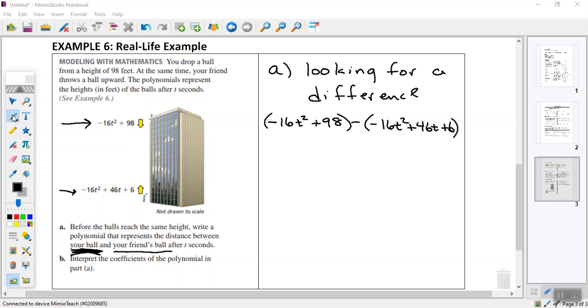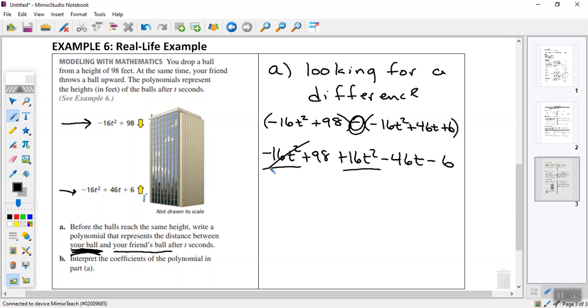So no problem. I'm going to rewrite this as negative 16t squared plus 98. What am I going to do with all the signs now since we are subtracting? Okay, so this will turn to a what? Plus 16t squared minus what? Okay, let's combine. What's a negative 16t squared and a positive 16t squared going to do to each other? Cancel. They're opposites, they're gone. Okay? So what's my next term? Minus 46t. Okay? What's 98 minus 6? 92.